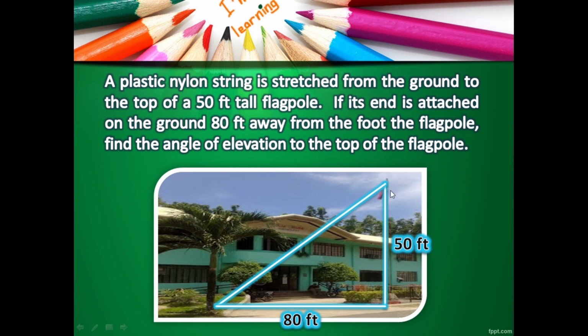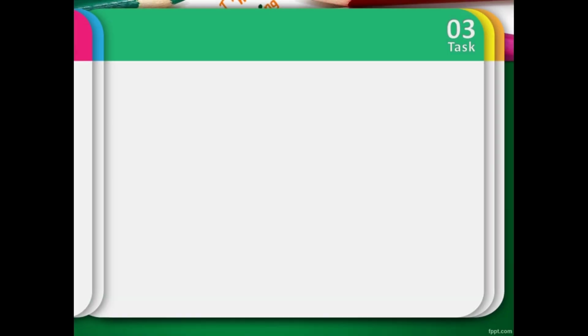So that means, given the sides 50 feet, the height of the flagpole, and the distance between this point to this point is 80 feet. Now we are asked to find the angle of elevation. What is the value of this angle? Okay, to solve that kind of problem, first we need to identify the parts of a right triangle.